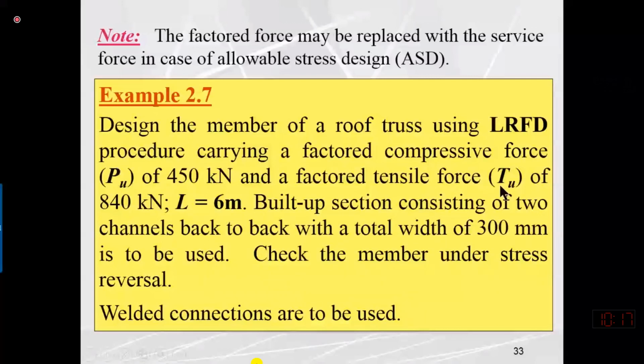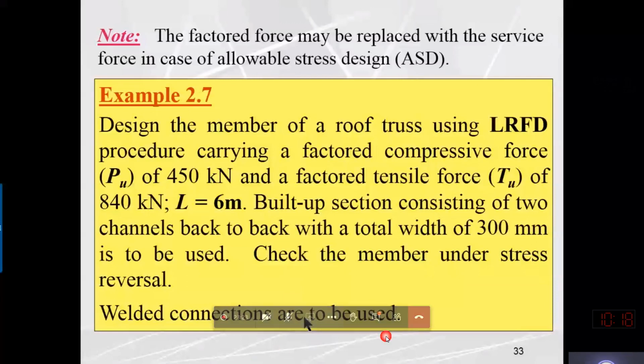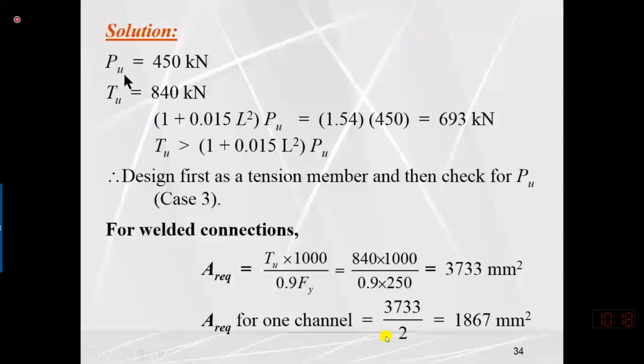So welded connections are to be used. For the welded connection, B minimum is 50 millimeter. We already know that B minimum is not 2.5 D plus 16 or 3.25 D plus 18. For the welded connection, B minimum is 50. So the problem is very easy. First of all, I'm just letting you know the first case.